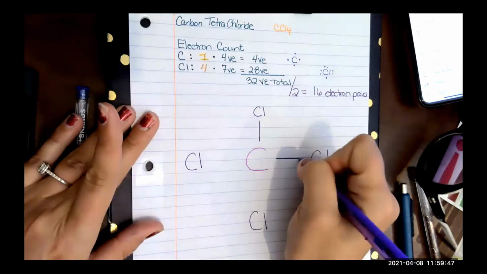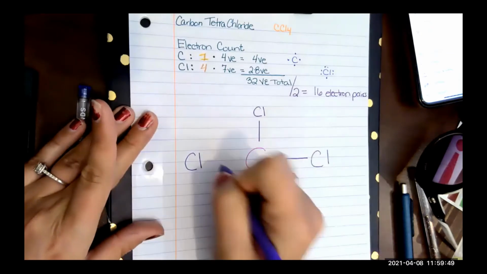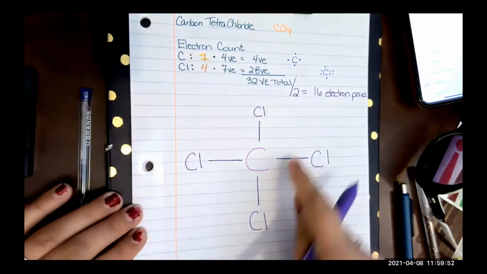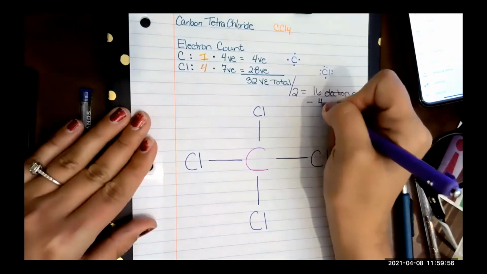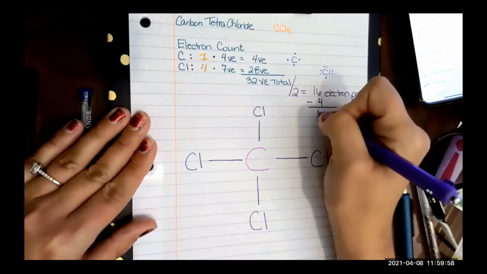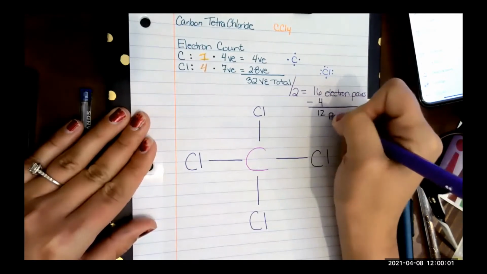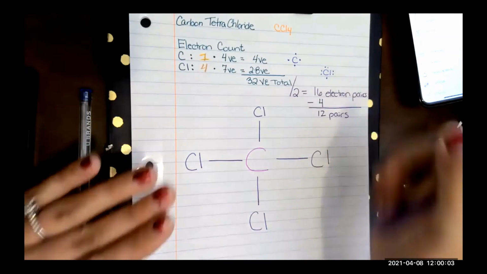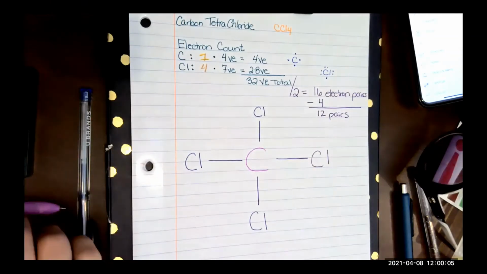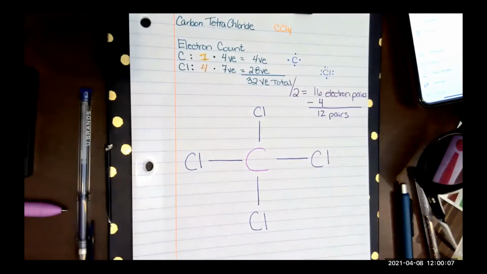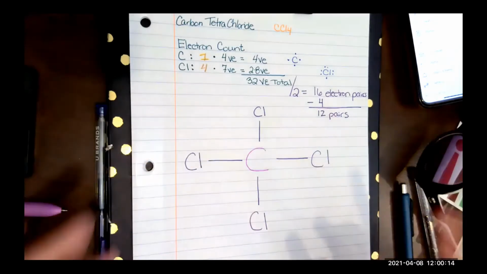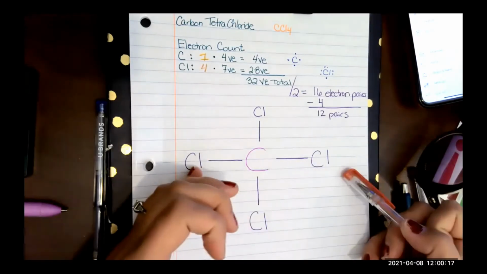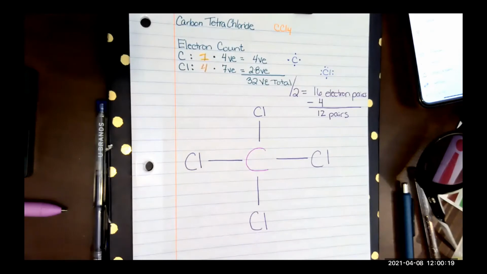Okay, once you put those bonds in, you use 1, 2, 3, 4 pairs, because each bond is a pair. You subtract it from here. So now I have 12 pairs left. What you're going to do is count how many pairs you need to make everything happy, because you can't create a Lewis structure where only carbon's happy but the chlorines aren't. So you kind of have to count.